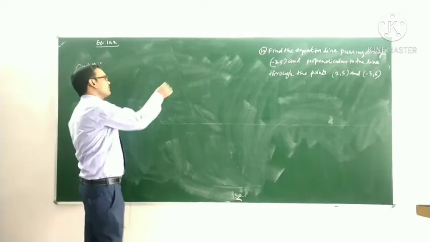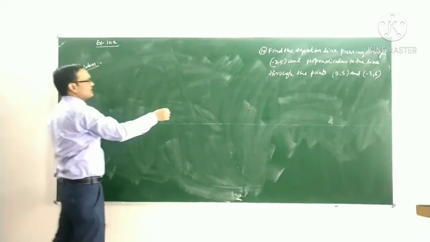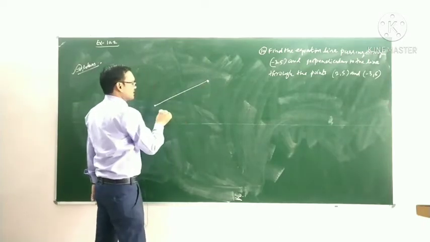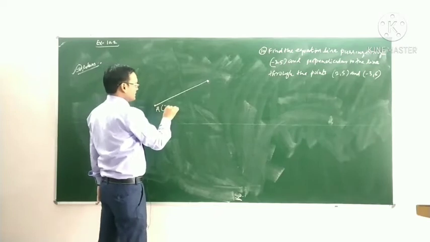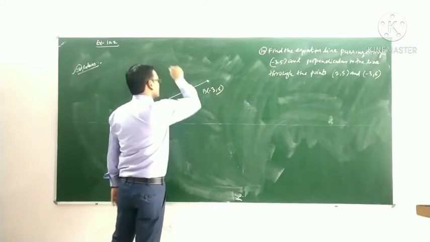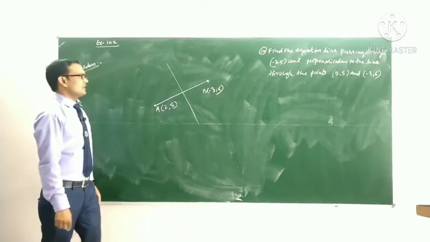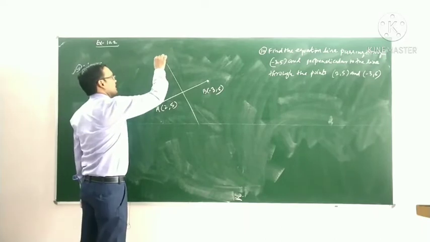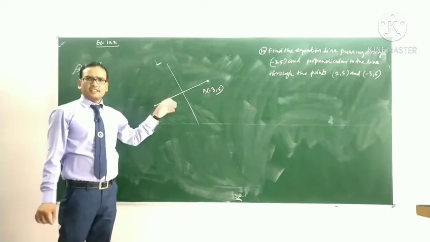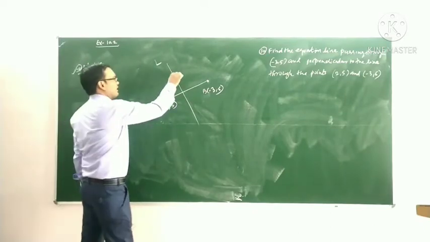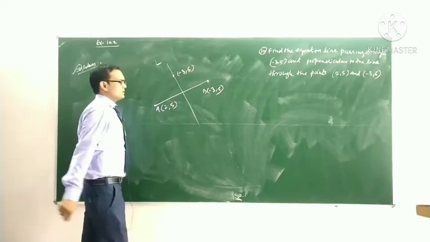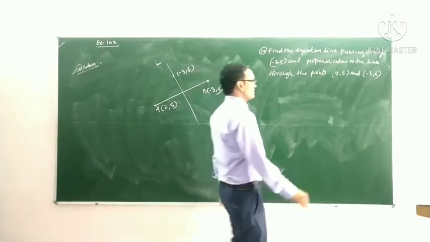Okay students, we find the equation of the line which is perpendicular to the line segment AB, where A is 2, 5 and B is minus 3, 6. Okay students, we find the equation of the line L, which is perpendicular to the line segment AB and passing through the point minus 3, 5.